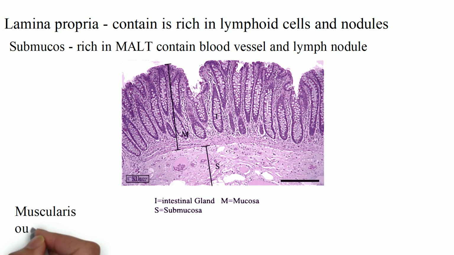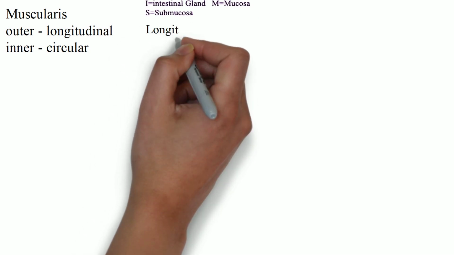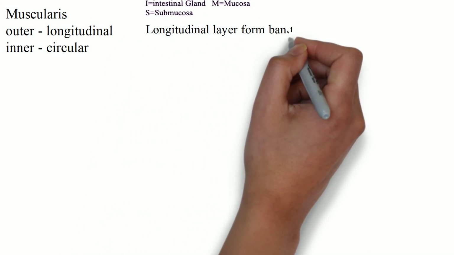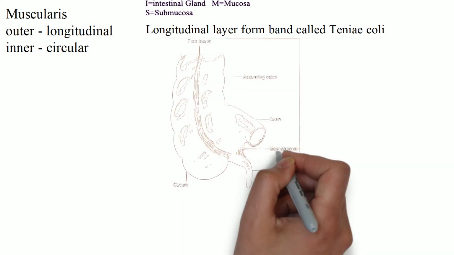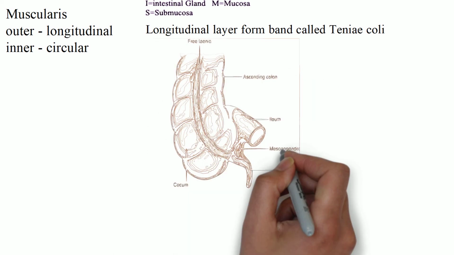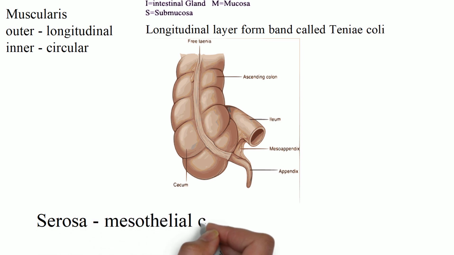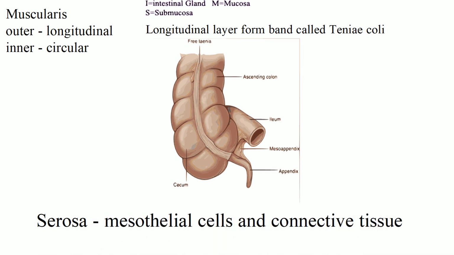Then we have our next layer, which is the muscularis layer. We have two types of muscles in the large intestine. The outer layer is the longitudinal layer and the inner layer is the circular layer. The outer longitudinal layer in the large intestine is connected throughout and it is formed in a band-like structure called taenia coli. Then at last we have the serosa layer, which is composed of mesothelial cells and connective tissue.